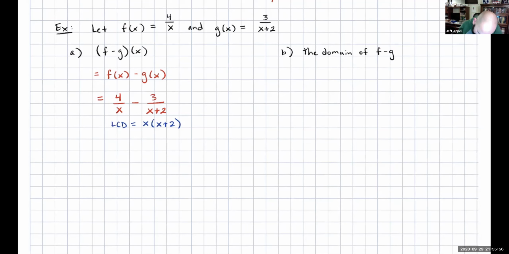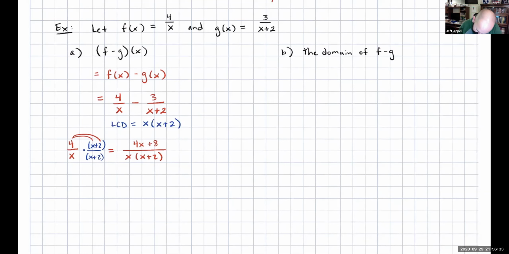So let me take 4 over x to start with and say, what do I need to do to 4 over x to get x times x plus 2 as its denominator? I hope you would all recognize that we would need to multiply top and bottom by x plus 2. And remember how this works. For numerators, we always distribute. So this is going to be 4x plus 8. Okay, so the first fraction is now taken care of.